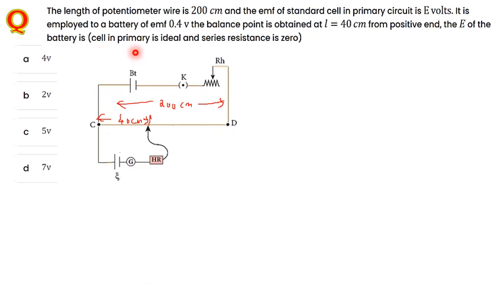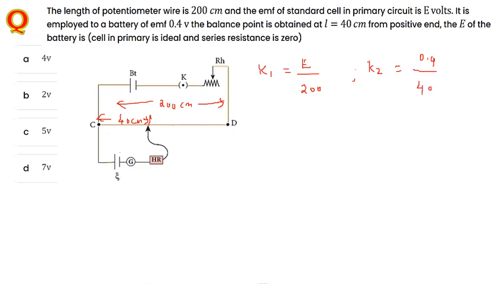In this case, the cell in the primary is ideal, and the series resistance here is 0. From the previous questions we have seen the potential gradient. Potential gradient K1 is equal to potential per length. For the first one, the length here is E divided by 200 centimeter. Similarly for the second one, K2 here is 0.4 volt divided by 40 centimeter.